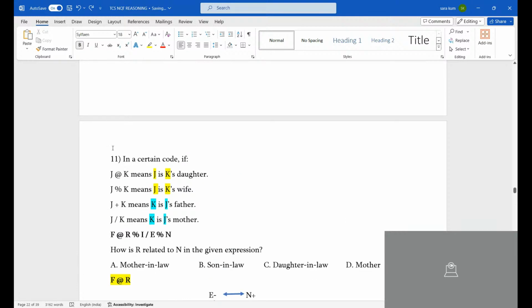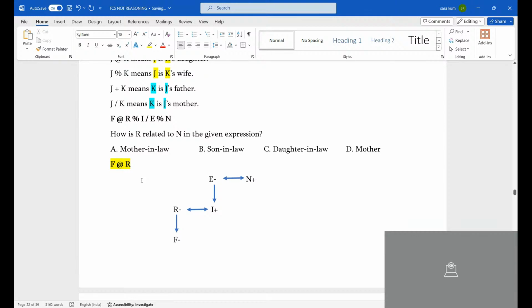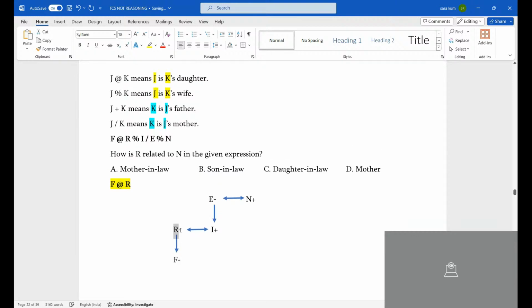F is R's daughter. Okay, so you can see that F is R's daughter. That is what I've written here. But at this point, we do not know the gender of R, because I've already done this. You are able to see this. So F is R's daughter is the meaning of this.